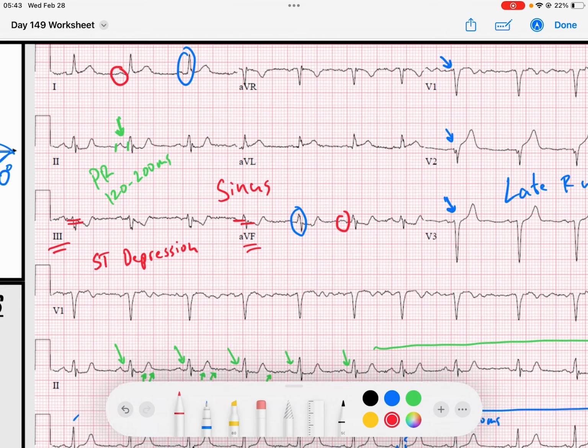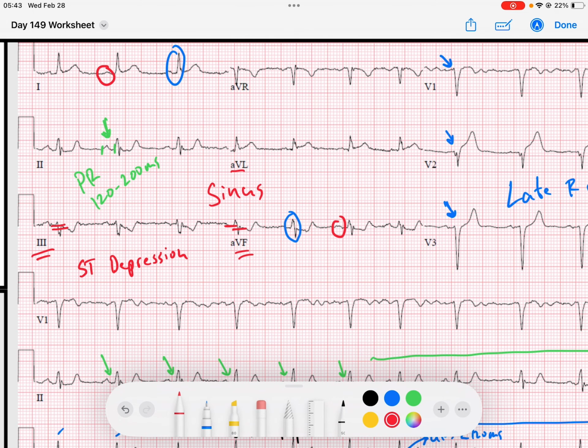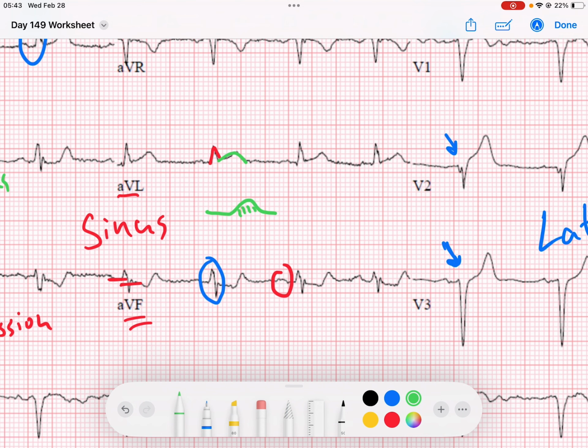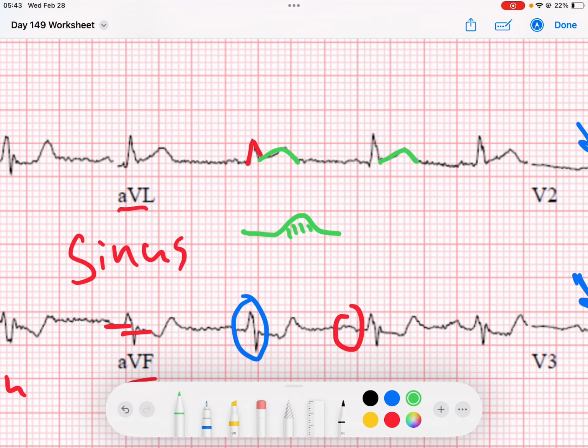And when I look at AVL, what I notice is that these are little QRS complexes, but these T waves are very hyperacute, right? A normal T wave is kind of like flat and then upslopes a little bit. And the area under the curve is not very much. But these ones are more hyperacute, and there is a little bit of ST segment elevation from baseline.